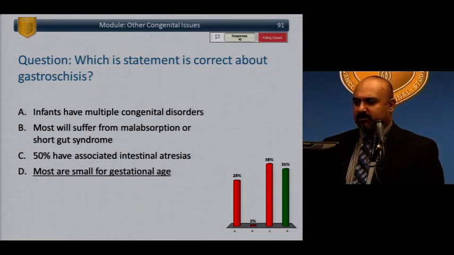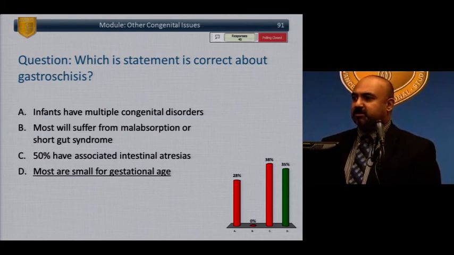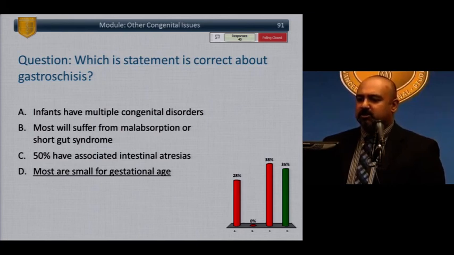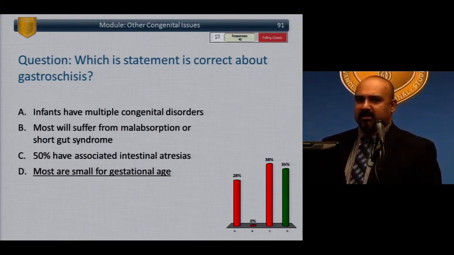All right, it's a pretty fair mix here. Actually, it's D. Most are small for gestational age. They don't have multiple congenital disorders. Omphaloceles are the ones that do, but the gastroschisis really don't. Malabsorption and short gut syndrome, usually not. The intestinal atresias, they do have intestinal atresias, but only 15 to 25% will have them, not 50%.